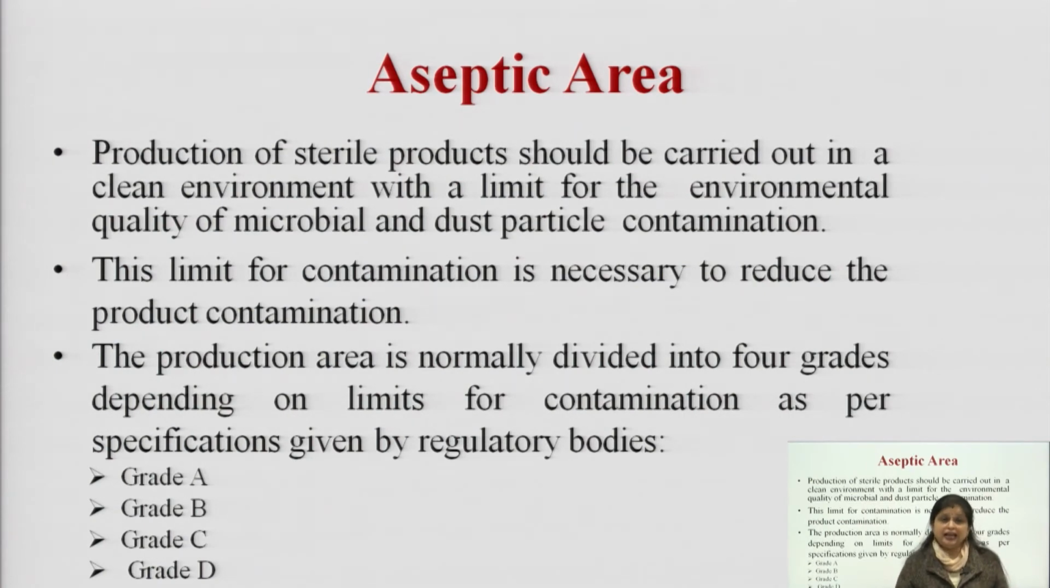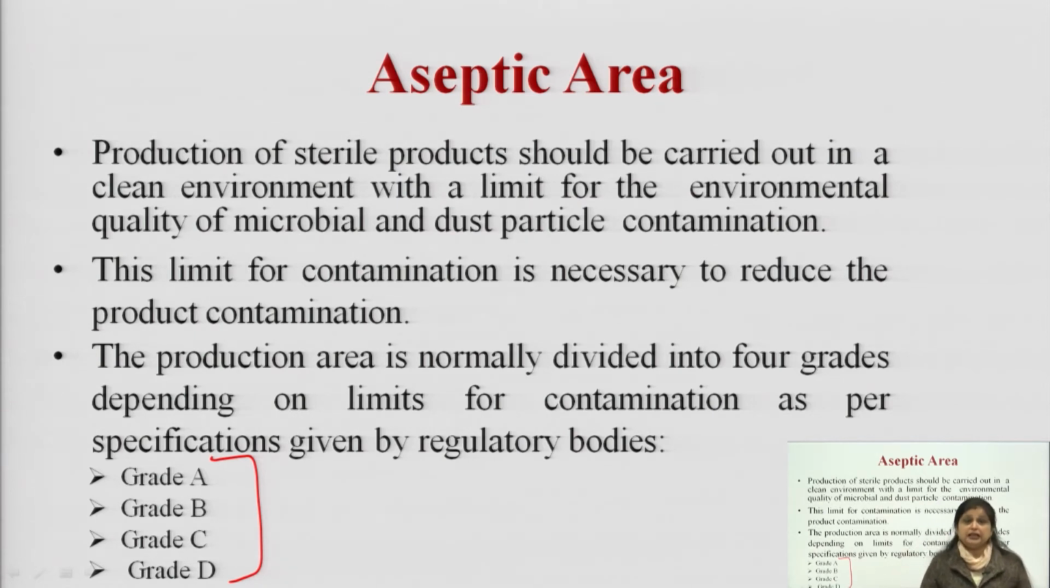Production of sterile products should be carried out in a clean environment that is free from microorganisms and free from dust particles. That is why an aseptic area is required in manufacturing industries in which we prepare parenteral formulations, where we do not want any contamination by microorganisms. So we have to prepare those pharmaceutical products in a clean environment, and that clean environment is divided into 4 grades depending upon the guidelines the government has given. Based on those guidelines, we can classify our clean areas into 4 grades, known as grade A, grade B, grade C and grade D.